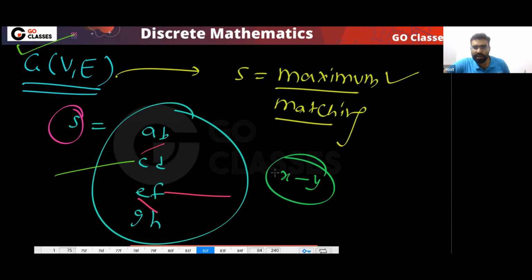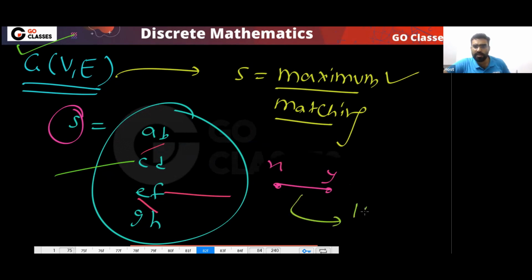Because if you have this type of edge, then there is a contradiction: you can include this in S and get a bigger matching. So there is a contradiction that S is a maximum matching. If you have this type of edge, it means S is not a maximum matching. So this is the idea: an edge x, y of this type is not possible.